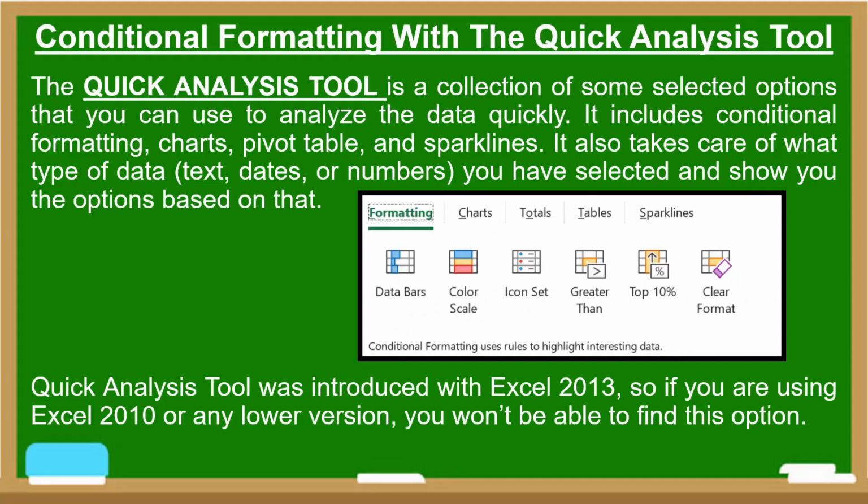I would also like to talk about conditional formatting with the quick analysis tool. This tool is a collection of some selected options that you can use to analyze the data quickly. It includes conditional formatting, charts, pivot table, and sparklines. It also takes care of what type of data, that is text, dates, or numbers, you have selected and shows you the options based on that. Quick Analysis tool was introduced with Excel 2013. So if you are using Excel 2010 or any lower version, you won't be able to find this option.